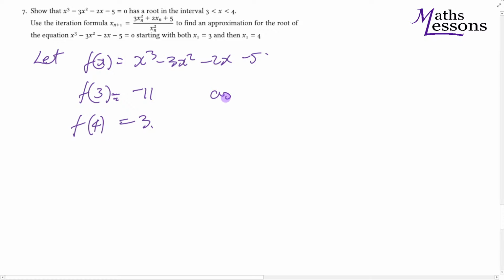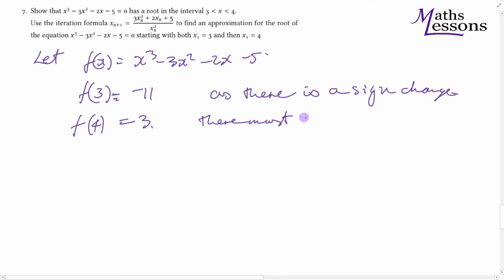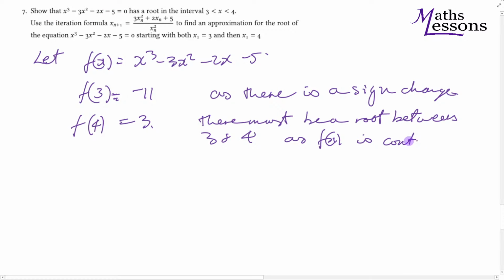So as there is a sign change, there must be a root between 3 and 4 as f of x is continuous. We know all cubics are continuous functions. Okay, so there's no discontinuity, there's no asymptote that we've got to get past in this range because it's a continuous function.